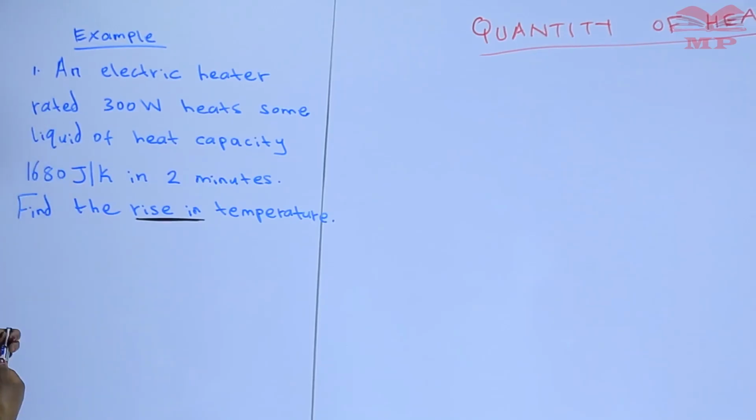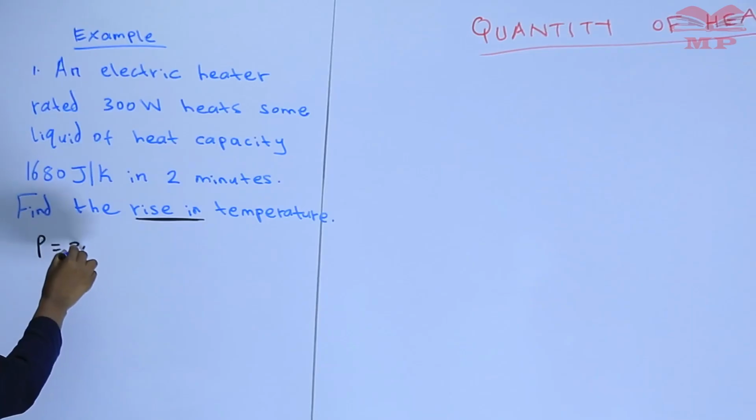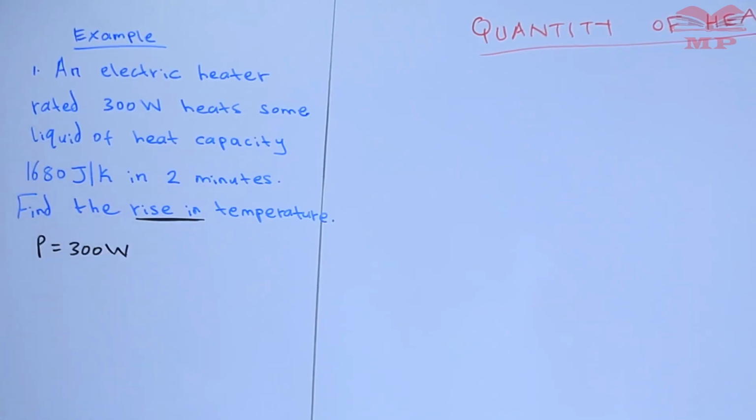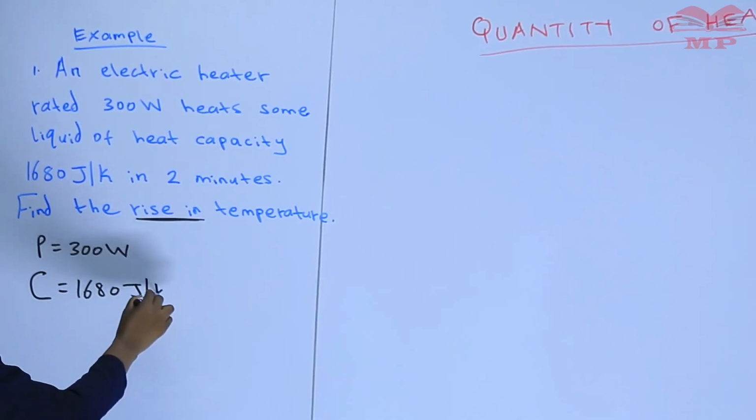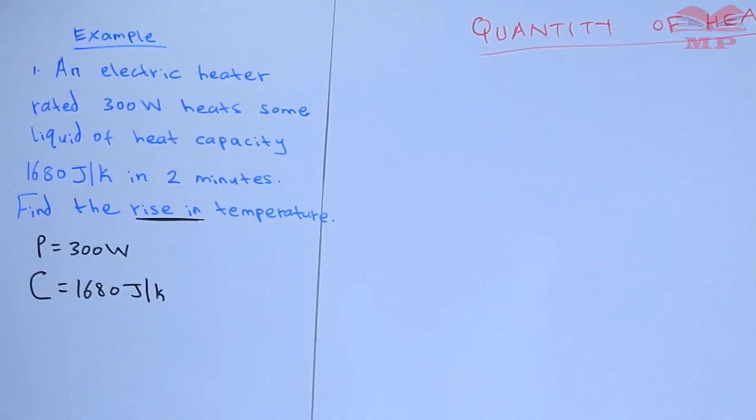So we have been given the power rating. So we have been given the power as 300 watts. Again, we have been given that the heater is being used to heat a liquid of heat capacity. So we have the heat capacity as 1680 joules per Kelvin. And the time taken to heat, the time is 2 minutes. So we are going to find the rise in temperature.